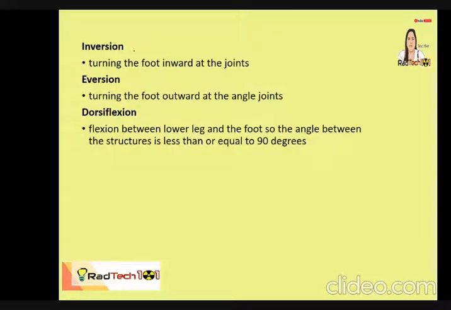Another one is inversion and eversion. Inversion is turning the foot inward. Eversion is outward. While dorsiflexion, so flexion between the lower leg and the foot, so the angle between the structures is less than or equal to 90 degrees. So we can also make a dorsiflexion of our foot and leg, and also we can do that with our hands, but it is referred to as palmar flexion.